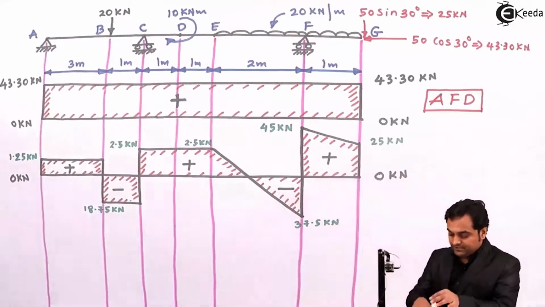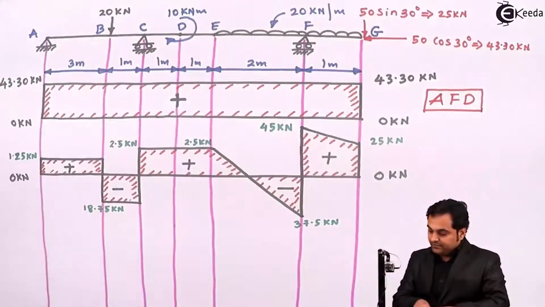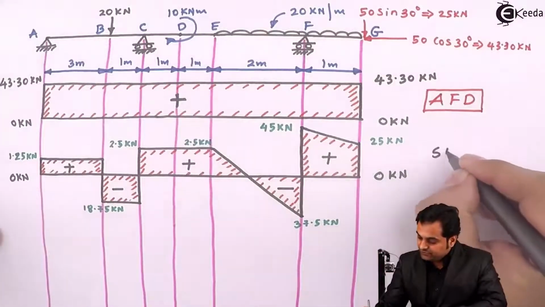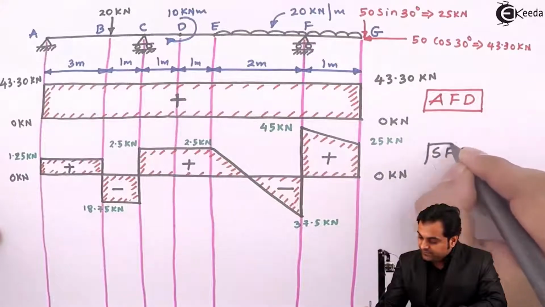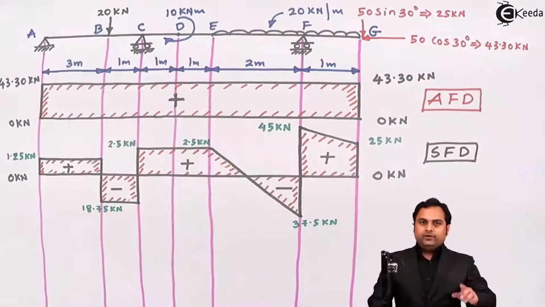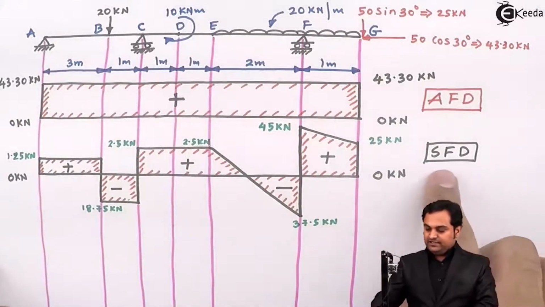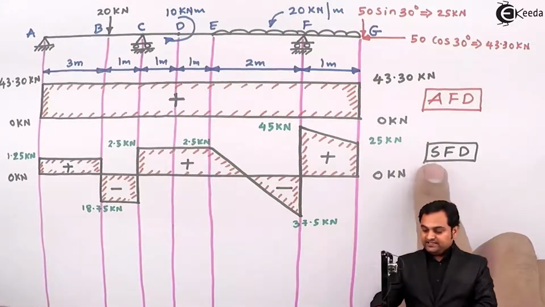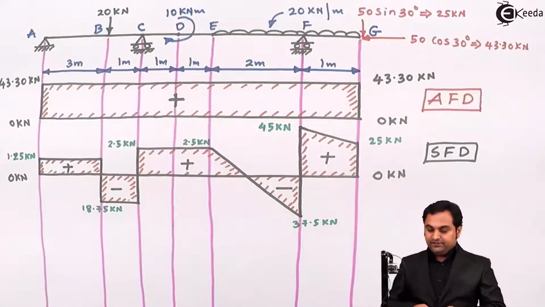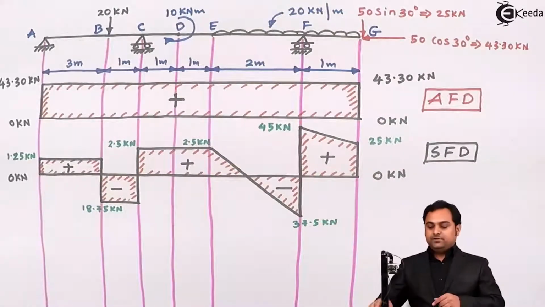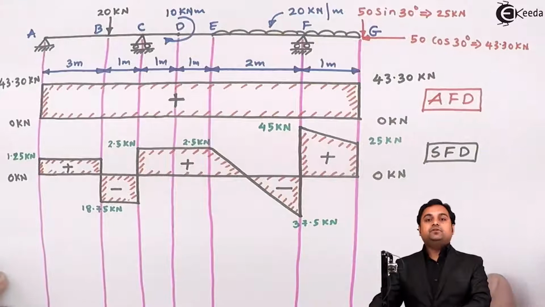So this completes step number two. That is, here we have drawn the shear force diagram, SFD. So now here we have completed step number two. That is, we have drawn the SFD and BMD. The SFD, that is shear force diagram, I have completed. Now I'll go into step number 3, that is bending moment calculations.